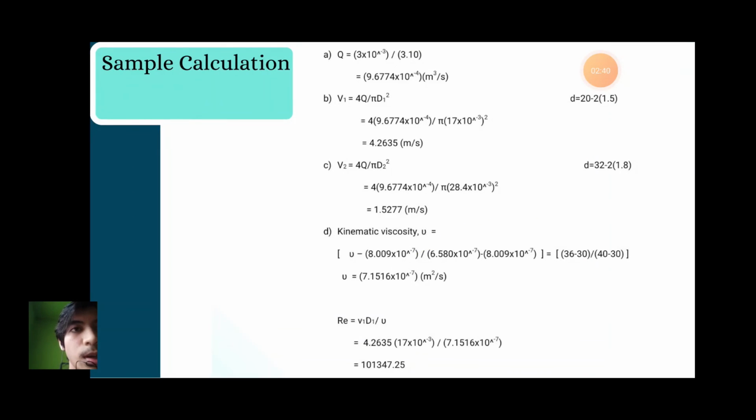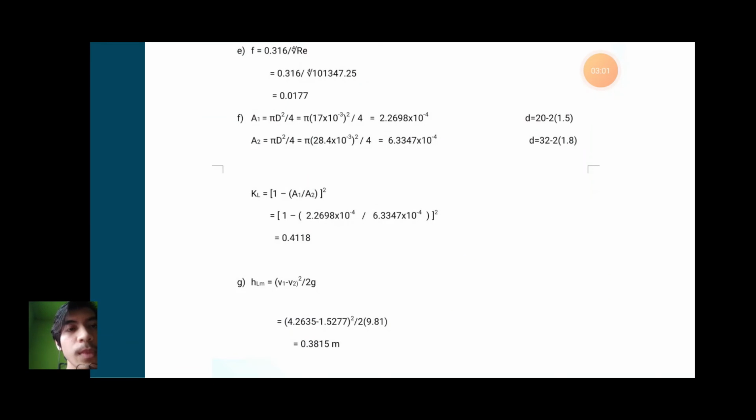This is the sample calculation to get the data. To find Q, we use V per T. B and C are used to find the velocity, D to find the kinematic viscosity. Later we use this to find the Reynolds number, E to get the F, and F to get the loss coefficient KL, and G to find the minor head loss.